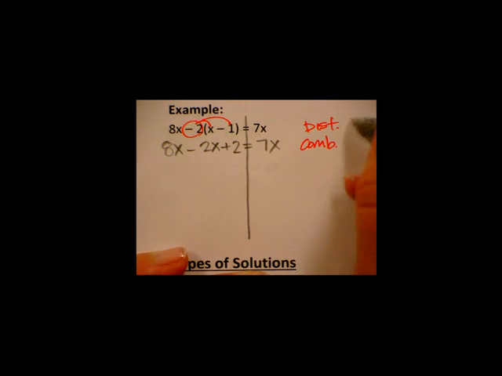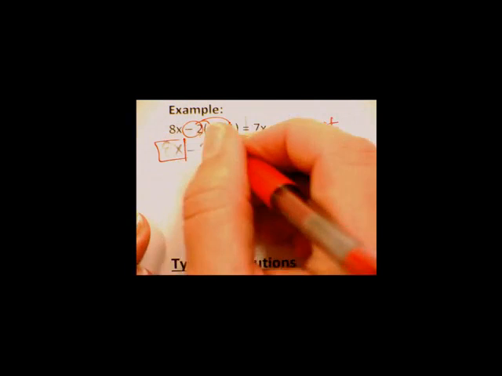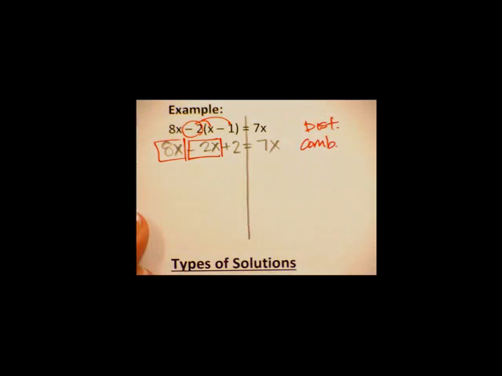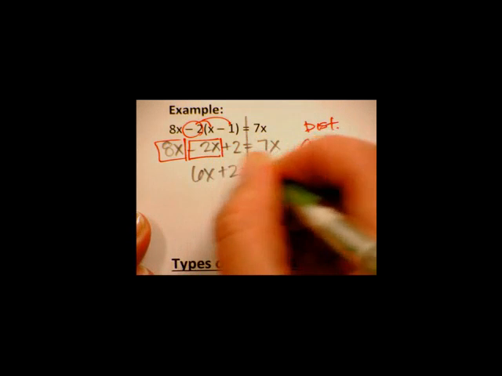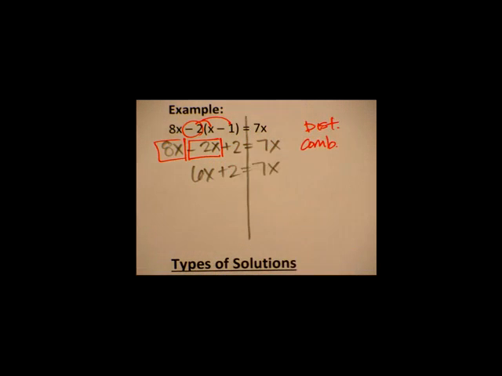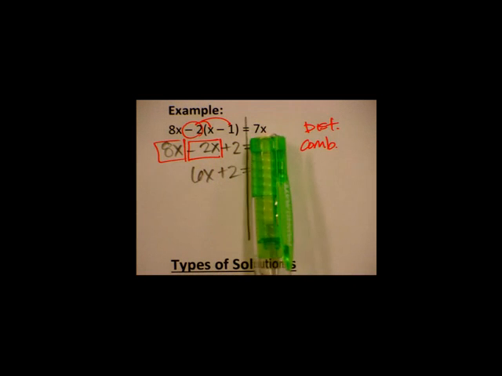So I distributed, and now I'm going to combine like terms. My like terms are positive 8x and negative 2x. Those combine to make a 6x. Now I look at this and I say, okay, on the left-hand side, is there anything I can do to simplify that? And the answer is no.